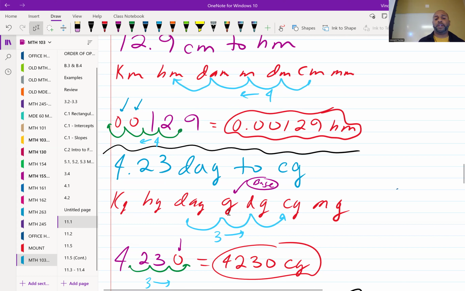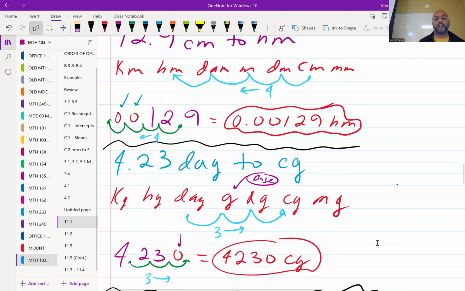And always just be careful. Sometimes we forget to put the base in there, whether it be grams or meters or liters. Make sure you don't forget that piece or that part of your order. And then from there, in decagrams, we're going to go 1, 2, 3 to the right. Move your decimal 3 to the right. That'll be 4,230 centigrams.